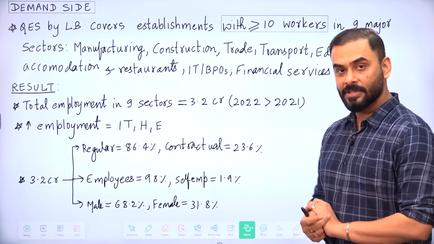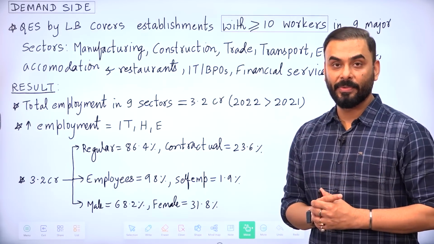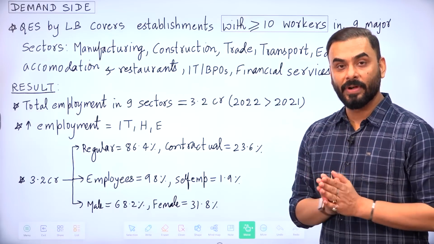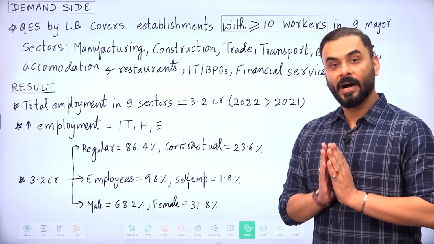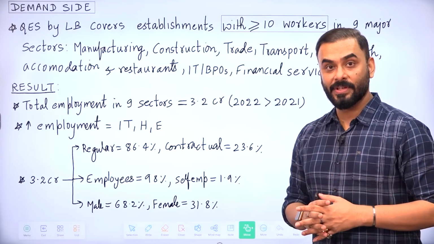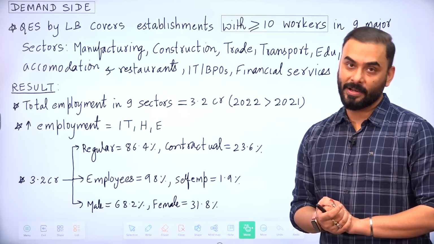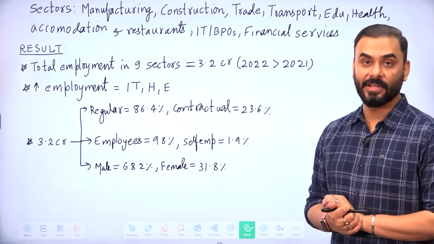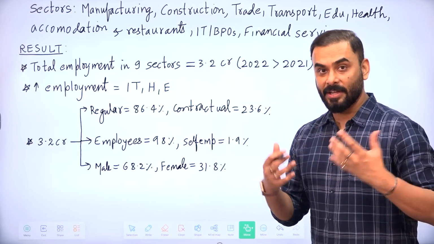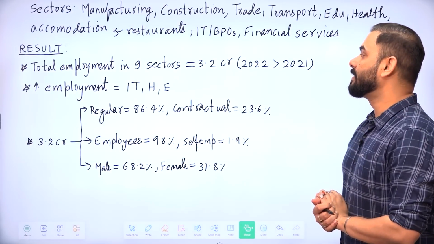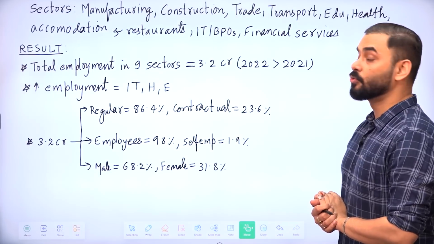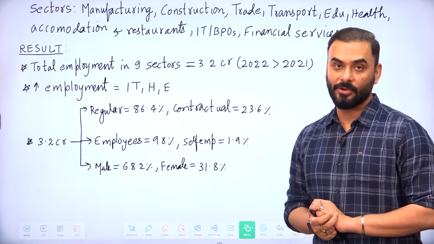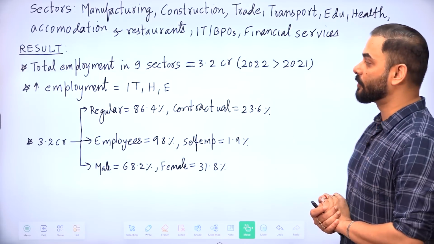So in these sectors, if there is an industry which is giving employment to 10 or more workers, then the Labour Bureau conducts the survey and tries to find out whether more workers are working in these industries today compared to earlier days. We find that total employment in these 9 sectors, which means these sectors are creating more demand, has increased to 3.2 crore. And this is greater than the employment given in 2021. So they have created more demand for workers.